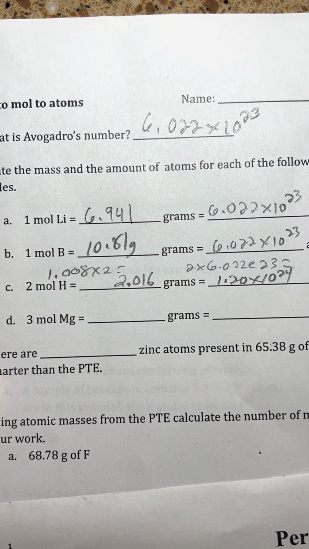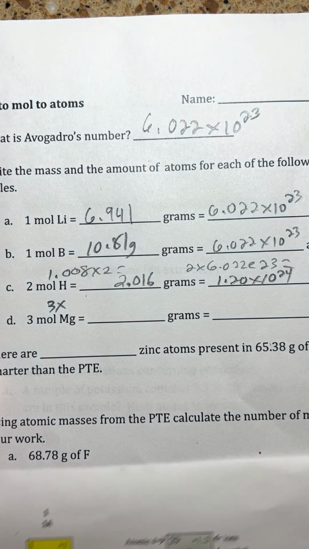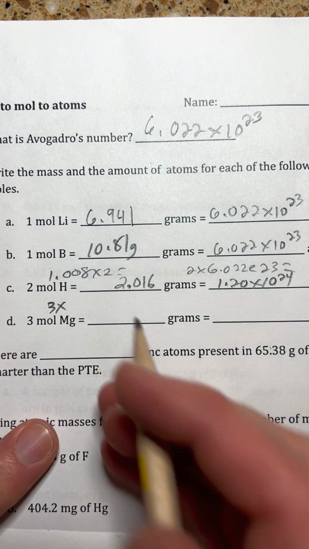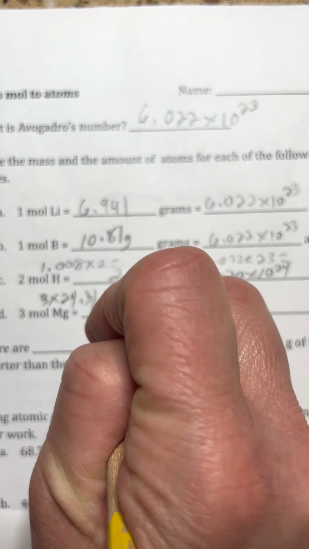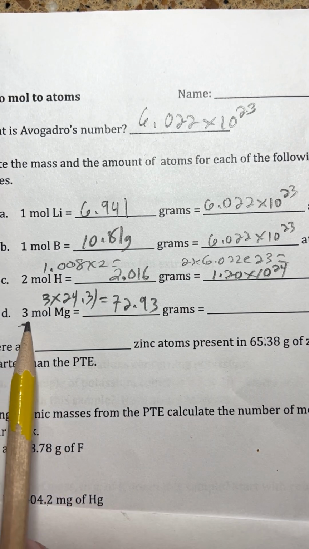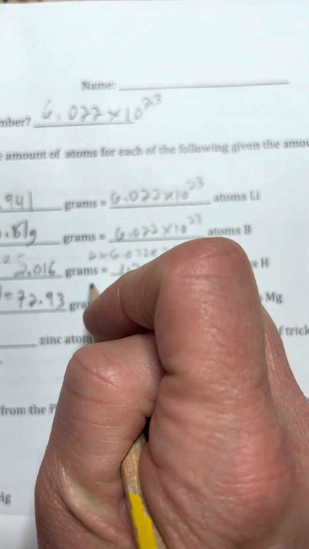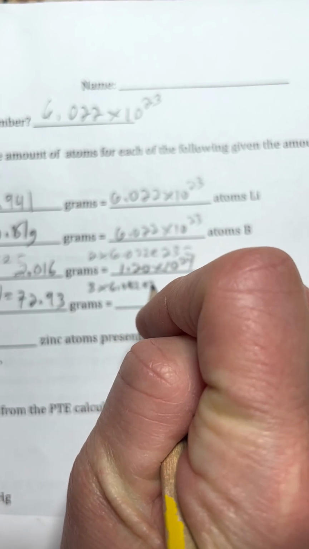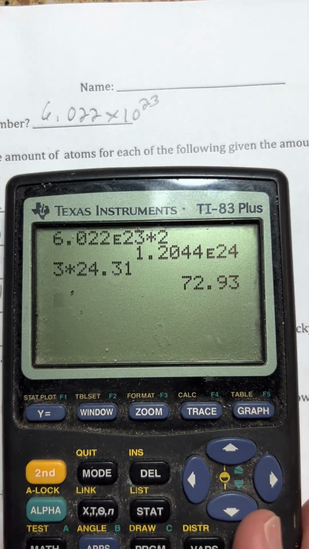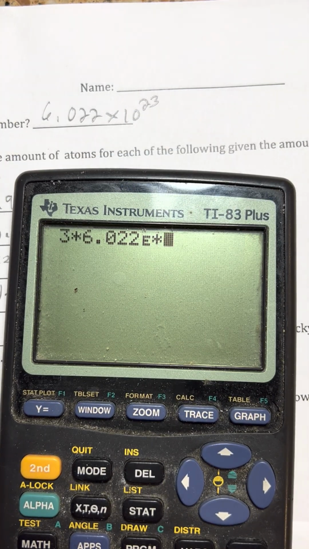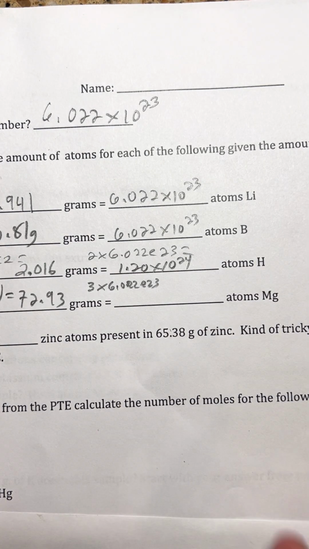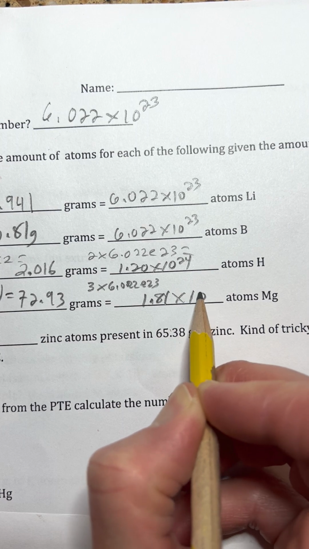And then 3 moles of magnesium. That means we're going to go 3 times whatever magnesium is. And magnesium is 24.31. So 3 times 24.31 is 72.93 grams. And again, we multiply by 3 because there's a 3 there. Now, how many atoms is that? So instead of multiplying by 2, we're going to go 3 times Avogadro's number. It's really getting blurry there, isn't it? And in my calculator, I will go 3 times 6.022, second, hit that button with the EE in it, 23, and it looks like it's 1.81 times 10 to the 24th atoms.